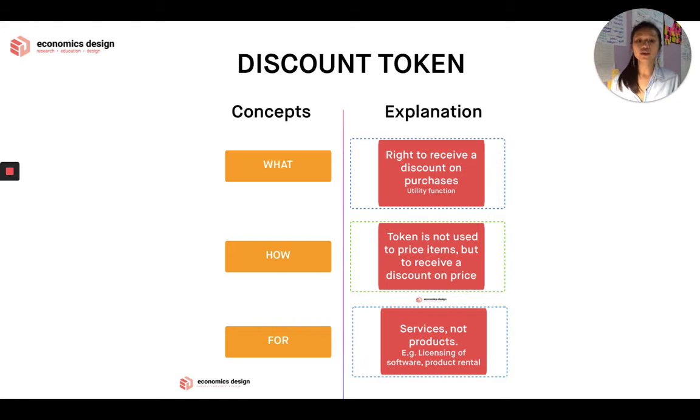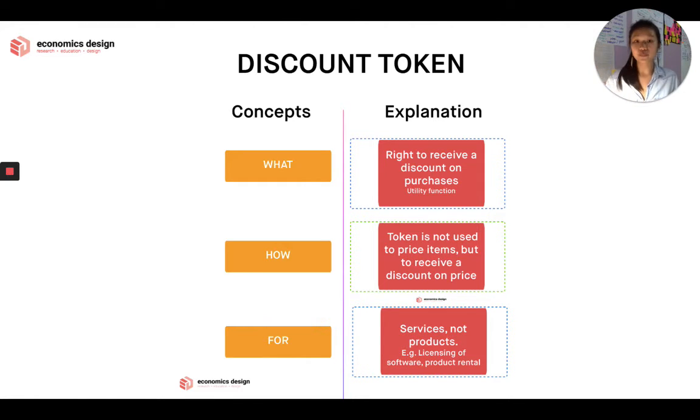How is it being used? Firstly, usually when we talk about tokens, the items are priced in tokens, but this is not true for this case, where items are priced based on their fiat currency or whatever currency that's defined, and the token is just to get a discount.